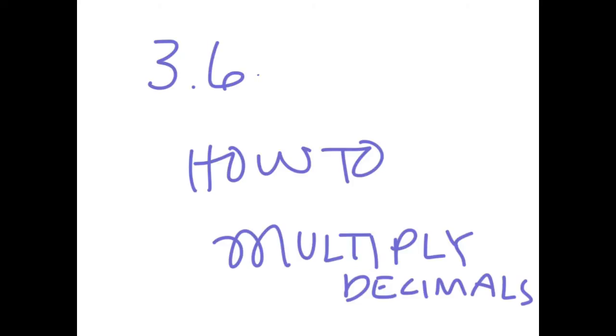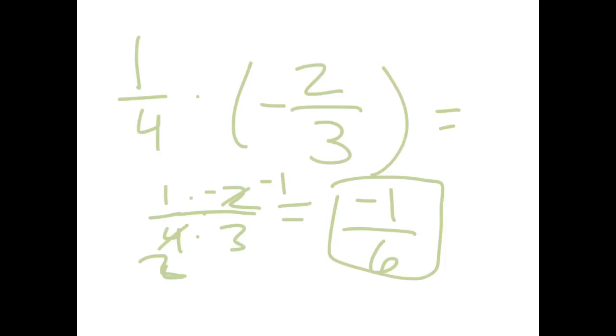3.6, how to multiply decimals. Our equation is 1 over 4 times negative 2 over 3. We then write 1 times negative 2 over 4 times 3, which will then give you the answer of negative 1 over 6.